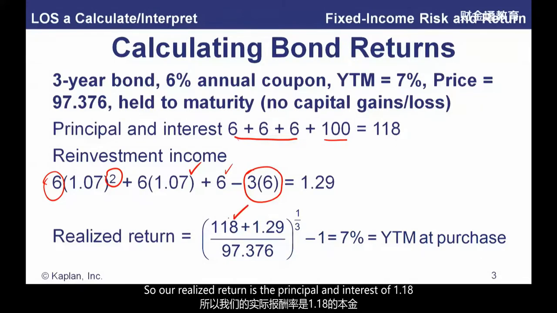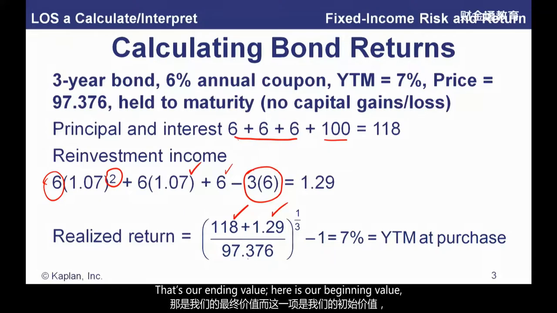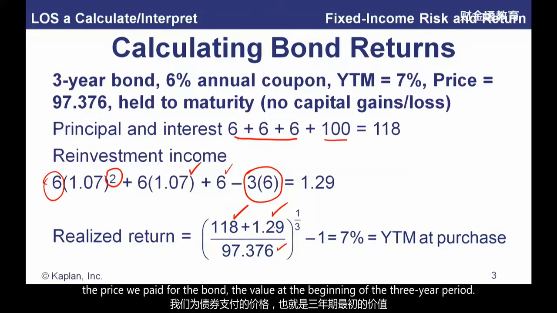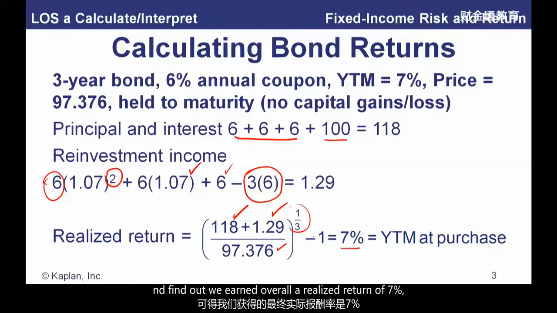So our realized return is the principal and interest of 118 and the reinvestment income of 1.29. That's our ending value. Here's our beginning value, the price we paid for the bond, its value at the beginning of the three-year period. And we've had 3 years. We take it to the one-third power minus one and find out that we earned overall a realized return of 7%. It's just equal to our yield to maturity. So we held it to maturity, no capital gain or loss.